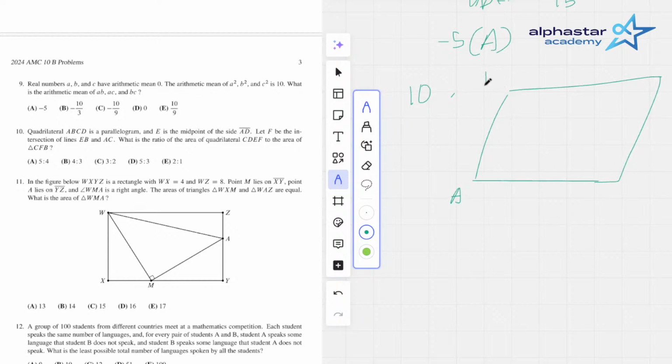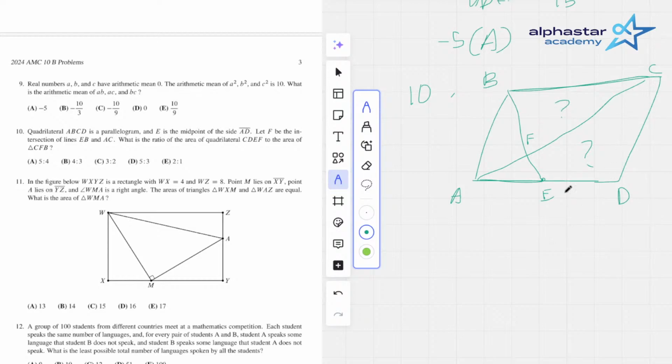A, B, C, D. E is the midpoint of side AD. F is the intersection of lines EB and AC. Well, you see the lengths are in the ratio 2 to 1, so it's a 2 to 1 ratio there. What's the ratio of the area CDEF to the area of CFB?